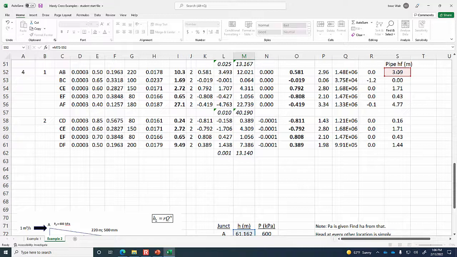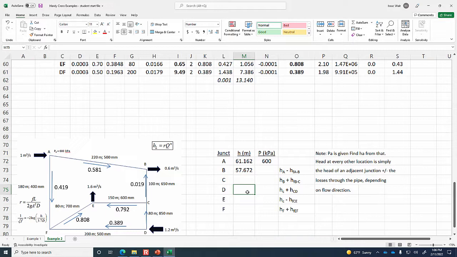I'm going to go through and calculate all of the heads, and then I'll determine the pressures as well. Okay, so the head at C. I know how much head there is at B, but should I add or subtract? Well, if I go from B towards C, I'm going upstream. So that must mean that there's more energy at C. Otherwise, the water wouldn't be going from C towards B. So the head at C is however much head there is at B plus the losses through that pipe.